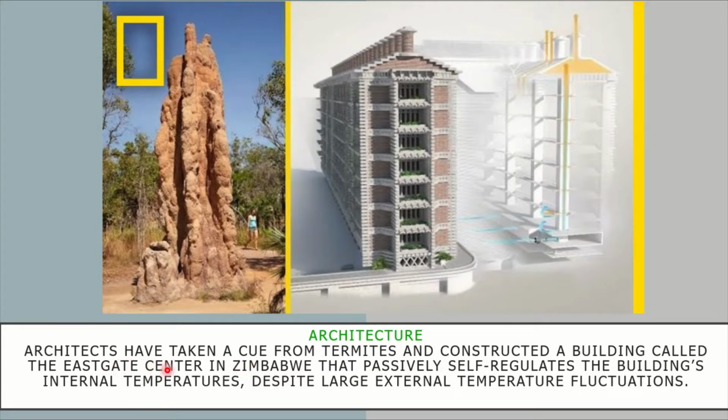It is called the Eastgate Center, and it is inspired from termites, the way termites make their molds, like this one here. Usually they make them in such a way that they are self-ventilating and able to allow air in and air out, and of course that means a good temperature inside. This area in Zimbabwe is very hot and has extremely large external temperature fluctuations, and therefore they designed and constructed this building that passively self-regulates the internal temperatures despite the very large external fluctuations.